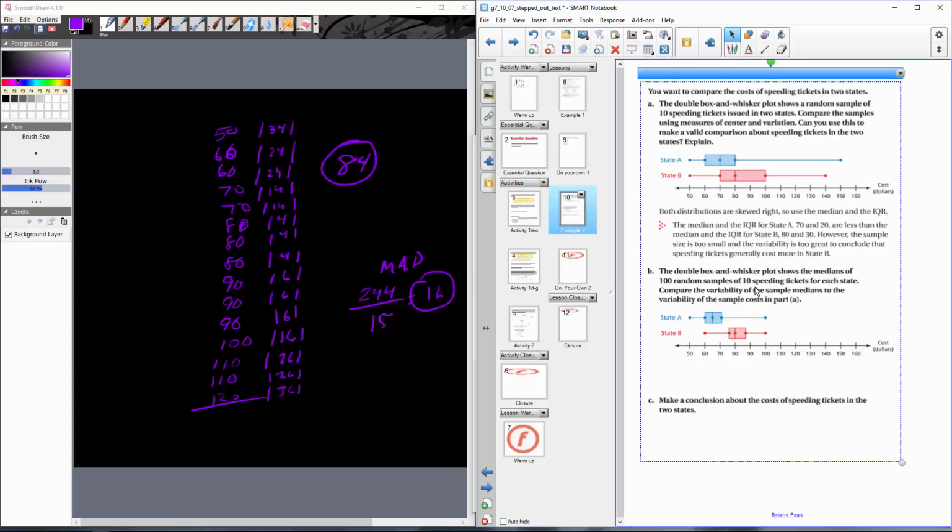This one here, again, another 10. Now this is the speed of 100 sample speeding tickets. So I have 100. And if I look here, same kind of measurements, it looks like this data is significantly lower in terms of cost. So this is like 75% of the data is below 70, and 75% of the data on this one is above 75. So it looks like state B would absolutely have higher tickets.